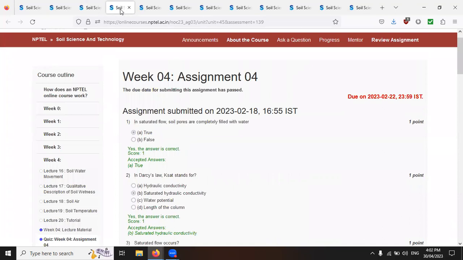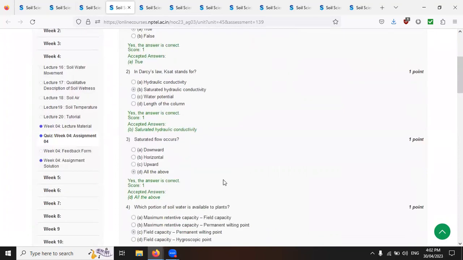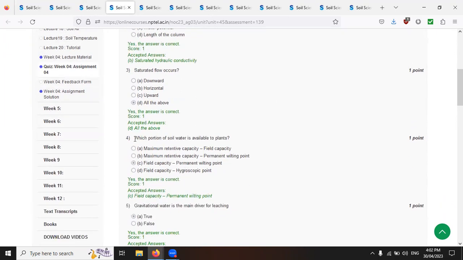In saturated flow, soil pores are completely filled with water. Is it true or false? If it's saturated, yes, it's true. In Darcy's law, KSAT stands for hydraulic conductivity, saturated hydraulic conductivity, water potential, or the length of the column. Answer's B. Saturated flow occurs downward, horizontal, upward, or all of the above. It happens everywhere. It's a cohesion tension theory.